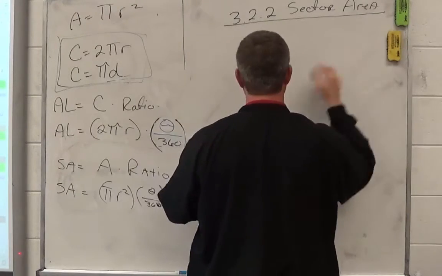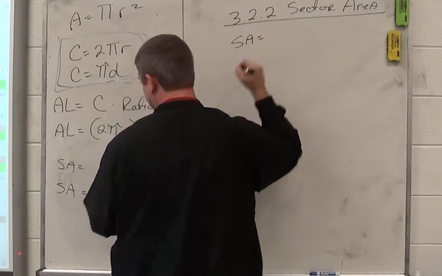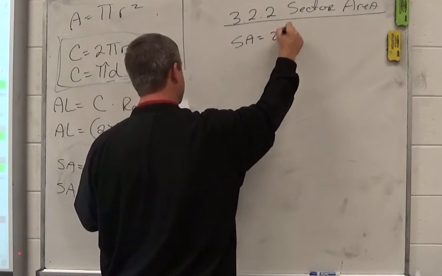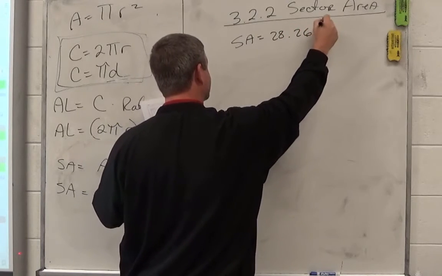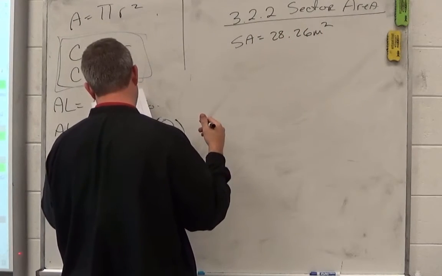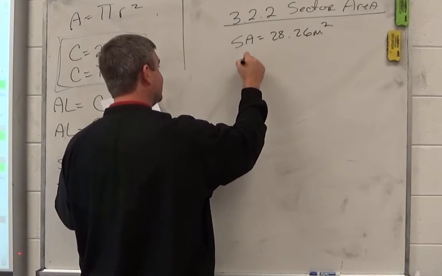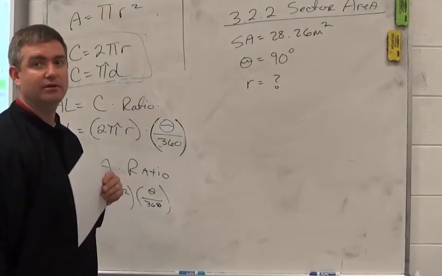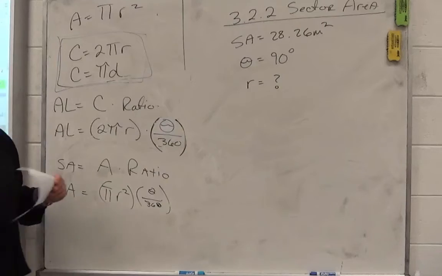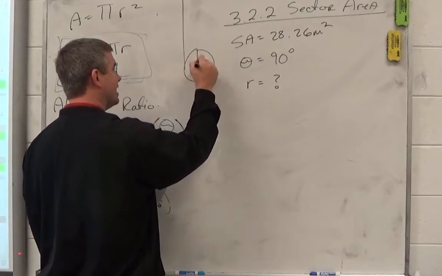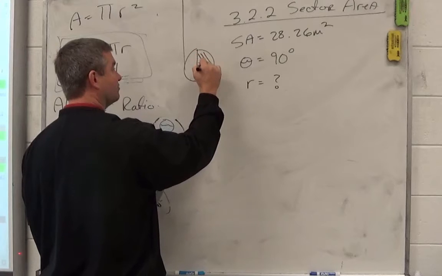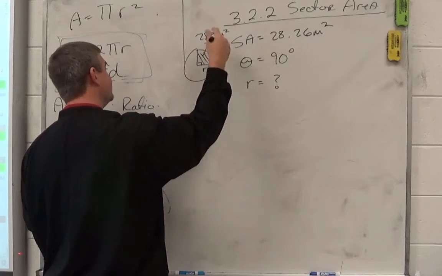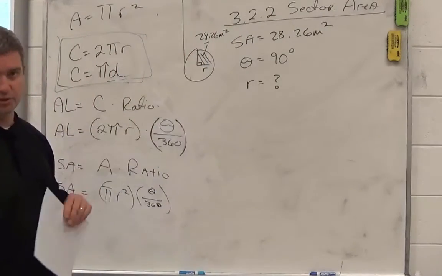I'll do the first one for you, and we'll go from there. Sector area equals 28.26 meters squared. That's the area of the sector. The theta is 90 degrees, and we're asked to find the radius. So we're going backwards, so to speak. If I was asked to draw this, you could say, 90 degrees right here. We're shading. We're trying to find r, and the sector area is 28.26 meters squared. Sometimes they give you a picture, sometimes they don't. You need to be able to do it without a picture.